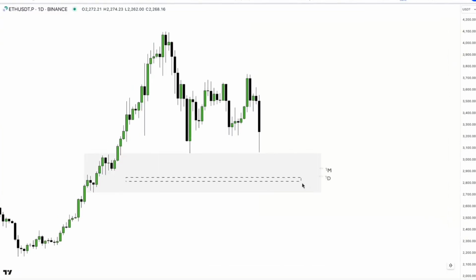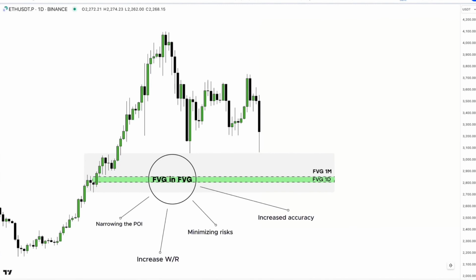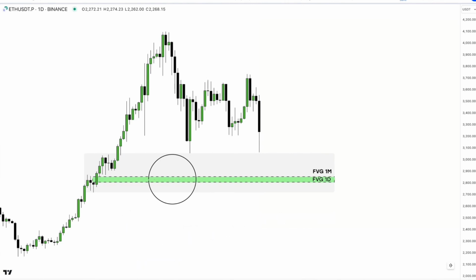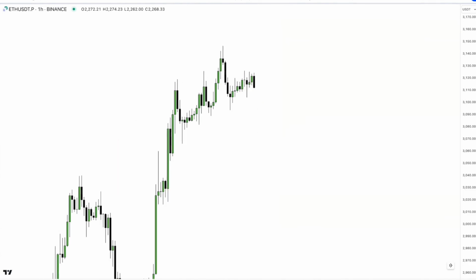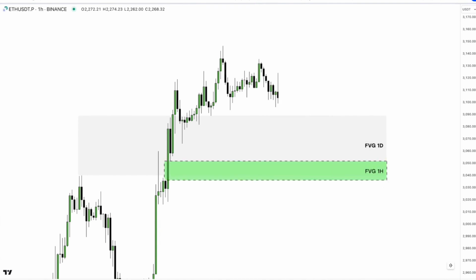And this is how refining a monthly imbalance looks on the daily time frame. We not only narrow down our potential area of interest, but also significantly increase the accuracy of our forecasts, minimizing risks and increasing the chances of successful trades. This allows us to focus only on key levels where a strong price reaction is most likely. And here we do the same thing, but now we use the daily time frame as the main one and the hourly time frame for refinement. The principle of operation and implementation remains absolutely the same.